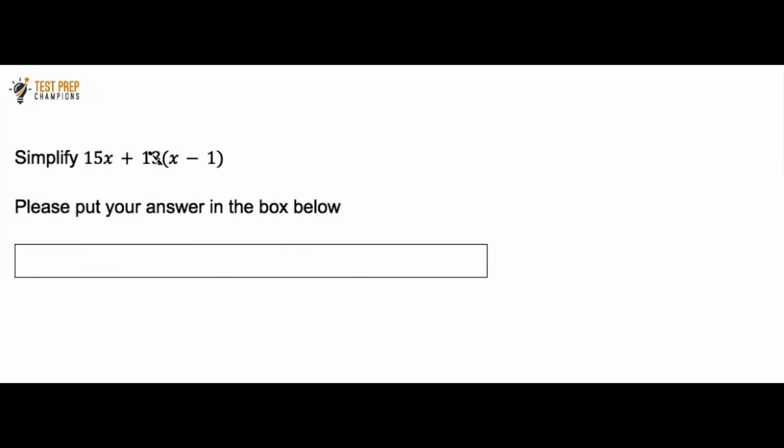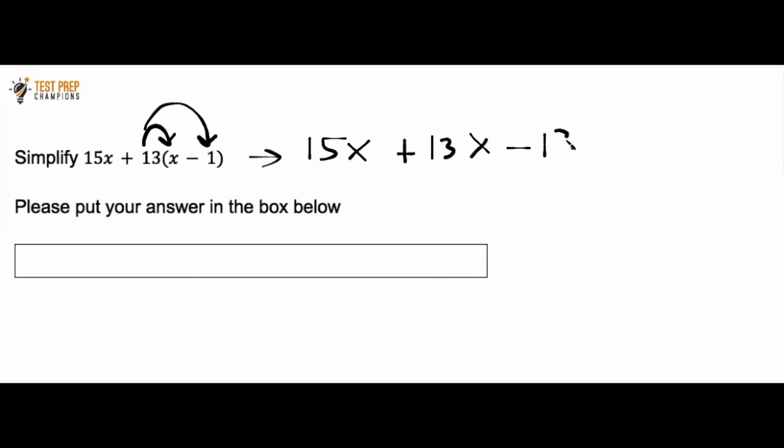Okay, so the trick here is you have to distribute this 13. So you would distribute it to the x, and then you distribute it to the -1. And yes, you do have to take this minus sign into consideration. So rewriting this, I would have 15x plus 13x, because 13 times x is 13x. Then I have 13 times -1, which would be minus 13.